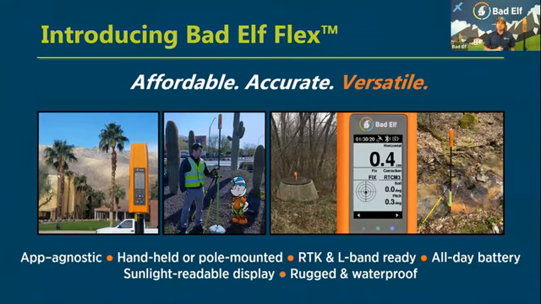You can see at the bottom of your screen on the presentation, we're app agnostic, right? So what does that mean? That means we can use almost any app on an iOS, Android, or Windows-based platform that can be paired with the Bad Elf Flex. So an Esri ArcCollector or MicroSurvey FieldGenius, you can utilize those apps in combination with the Bad Elf to get high accuracy. So we can play with everybody. We want to dance with everybody, okay?